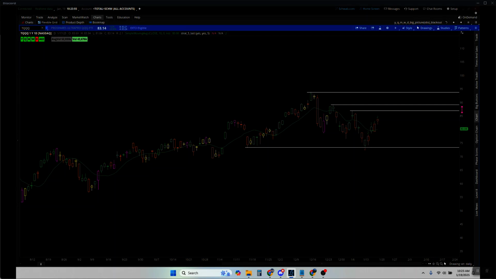That is a 2-2-2 continuation. And what has Rob always said about 2-2-2 continuations? Don't chase them. Why? Because they usually get sold into, don't they? They usually get sold into.